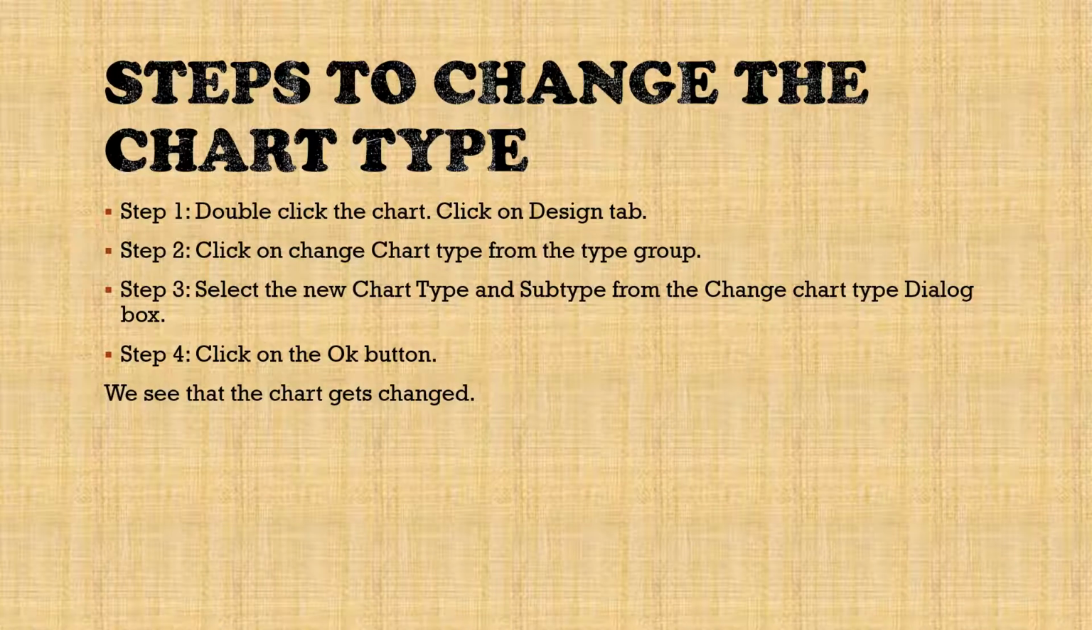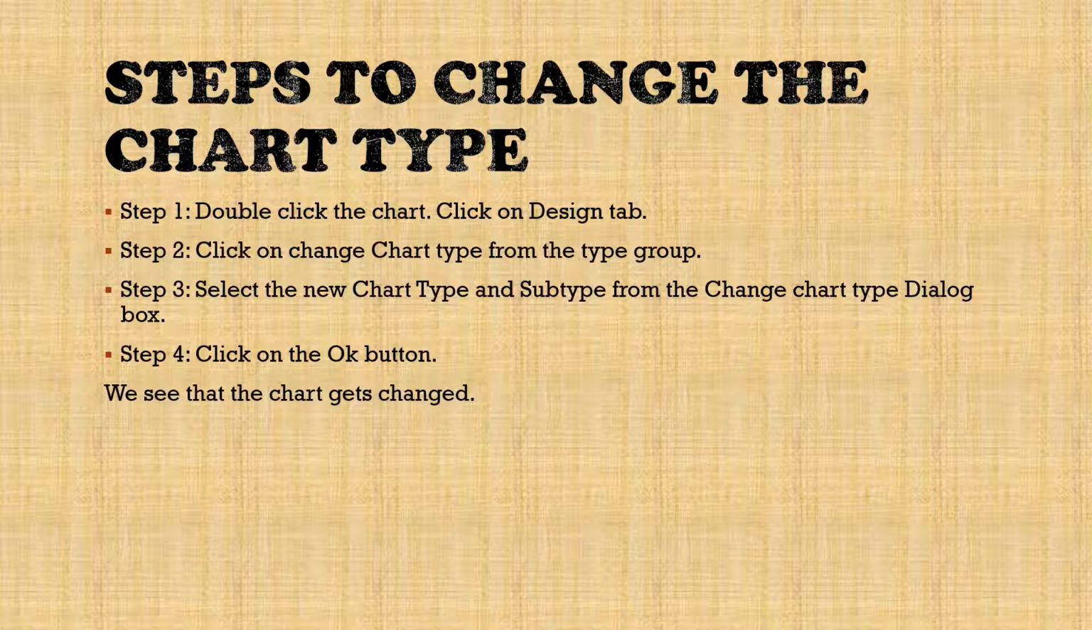Children, now we will learn how to make some modifications to the chart. That is, after having a chart on your worksheet, what all changes can be done to that chart? First, we will learn how to change the chart type. That is, a chart is already there on your worksheet and you want to change its type.